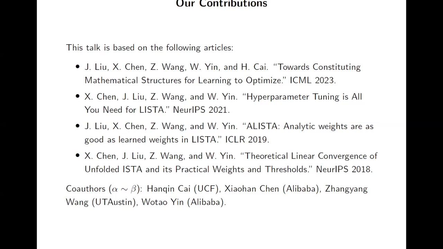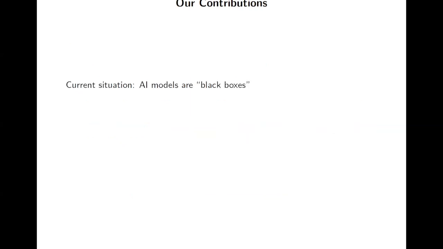And today, I'm going to talk about some papers and show the major results. So currently, in this topic, people are just regarding the AI models as a black box. Black box means it may work well, but we don't know why it works so well.